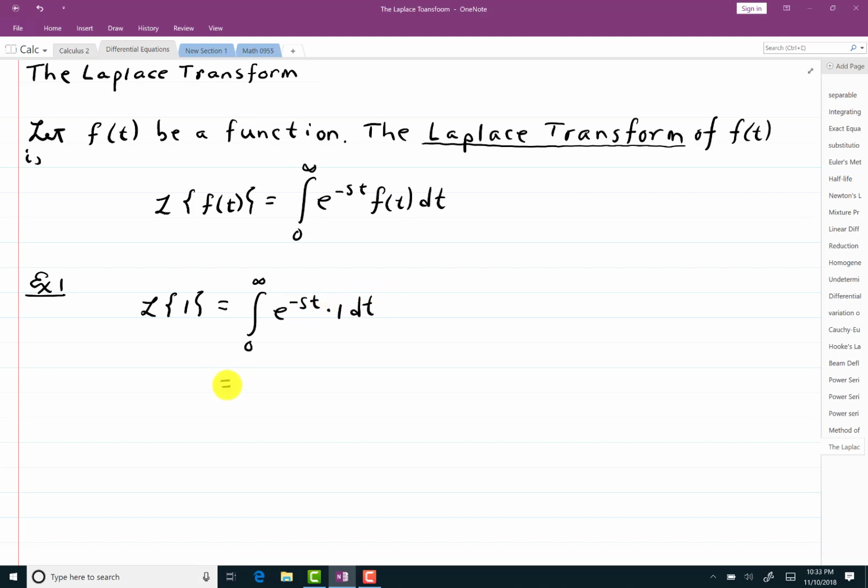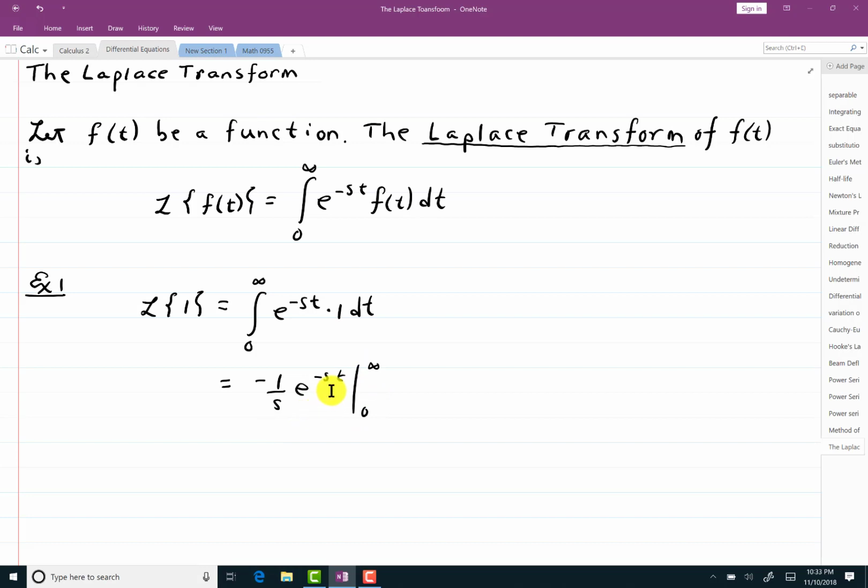Of course, you can integrate this directly. S here, I'll explain this in just a minute, but s is really not related to the t that's integrating, so s is a constant. So if you were to make, say, a u substitution, u equals negative s t, then du would be negative s dt. In other words, this becomes negative 1 over s e to the negative s t from 0 to infinity.